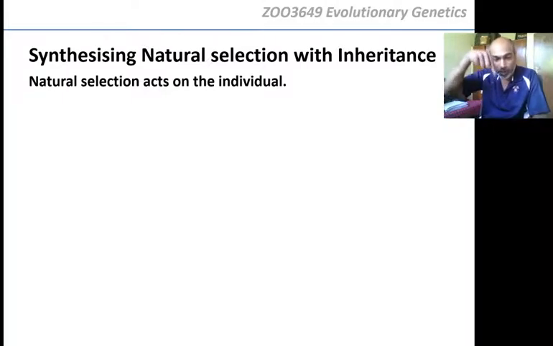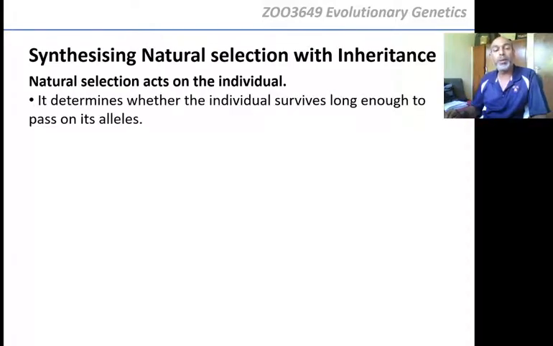Natural selection operates on the individual. Natural selection cannot say the population is not fit. Natural selection doesn't care about the population. Natural selection only cares about the individual. You fit, you make it, you reproduce, you have kids. You're not fit, you either die or you live, but you don't have kids. But it's acting on an individual basis. It determines whether the individual survives long enough to mate and pass on its alleles.